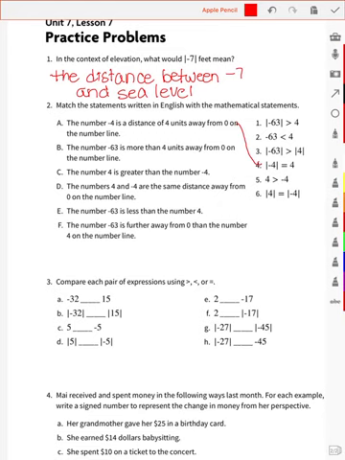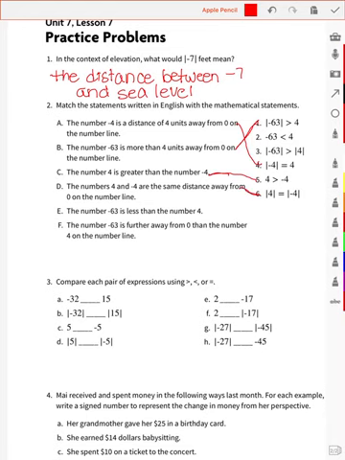B, the number -63 is more than 4 units away from 0 on the number line. Okay, there's our greater than here. The number -63 is more than, so that would be this one, number 1. C, the number 4 is greater than the number -4. Okay, so that one is this. D, the numbers 4 and -4 are the same distance away from 0 on the number line. So you're going to have your 6 here. That's an equal to.